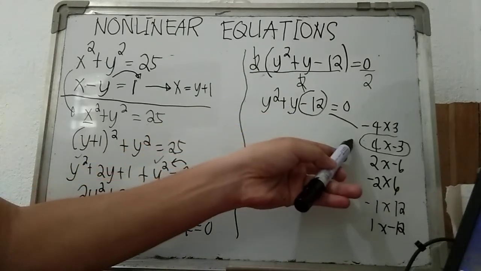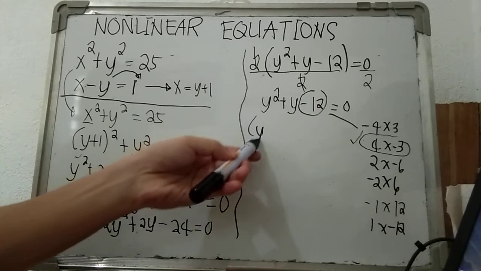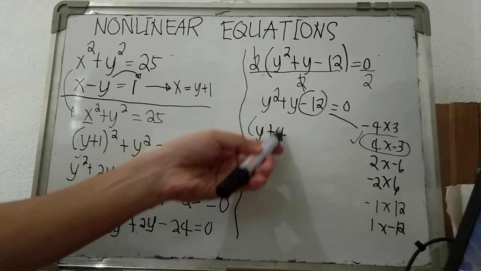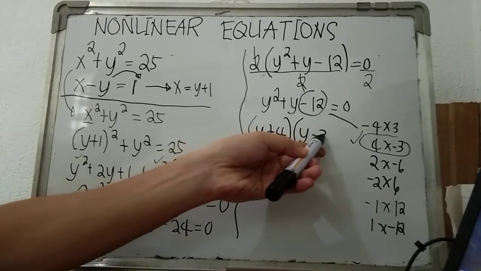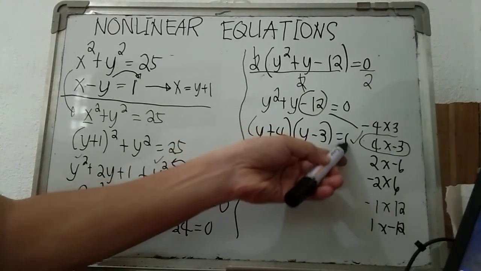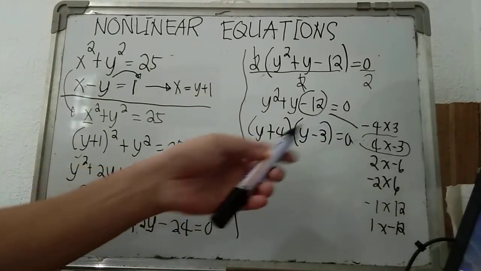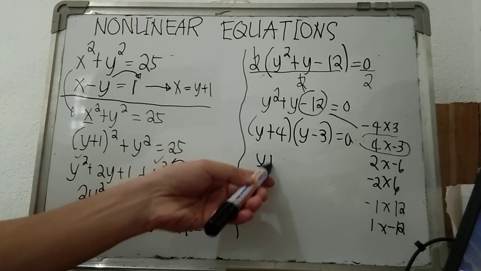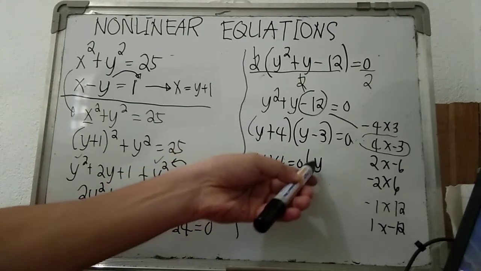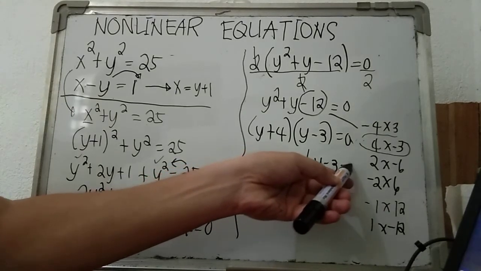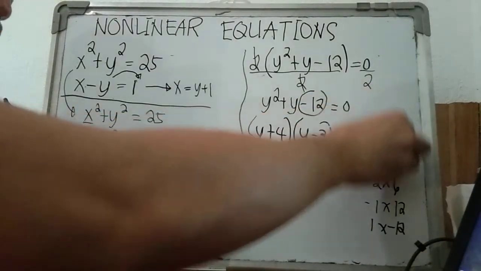So we are to take these factors. Positive 4, so we have y plus 4, and the other one is negative 3, so we have y minus 3, which is equal to 0. These are the factors. By the zero factor property, you can split: y plus 4 equals 0, and y minus 3 is equal to 0. Let me erase this.